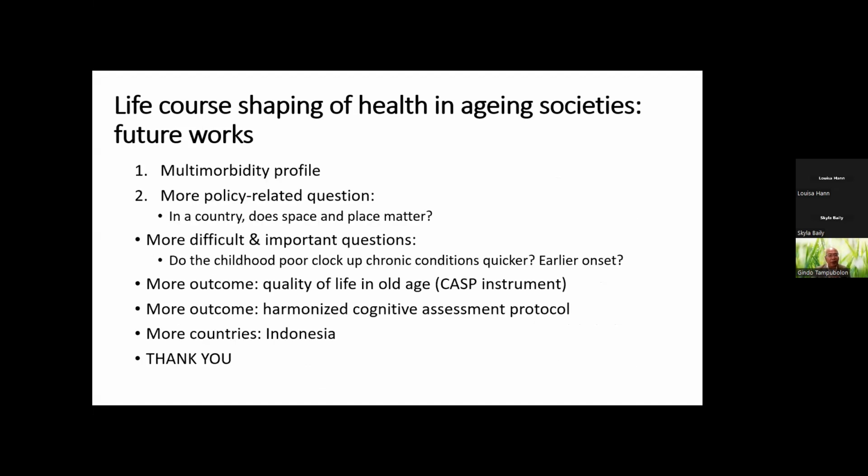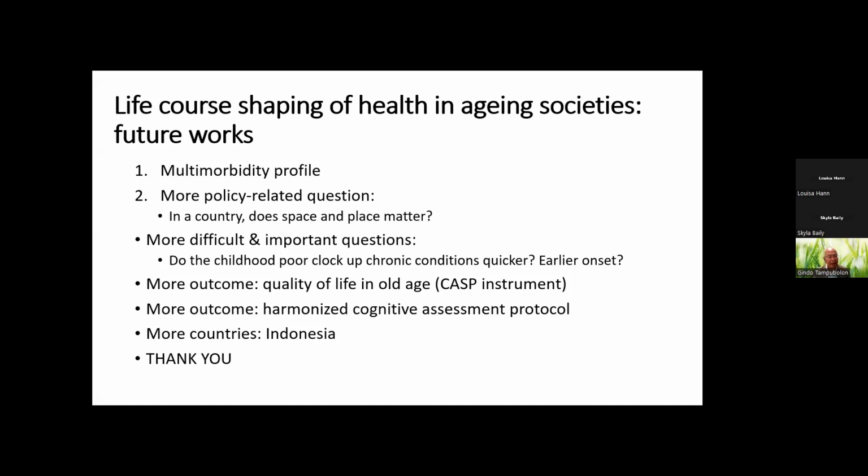Before I close, I can tell you some of the things that I'm working on in future work. I am looking at multimorbidity profile. I also look at more policy-related questions, including, within a country, does space or place matter? I am also tackling more difficult and important questions, including, do the childhood poor clock up chronic conditions quicker? Do they experience earlier onset?